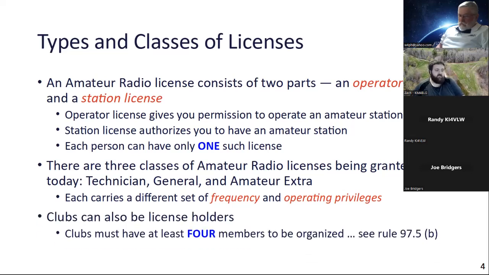Clubs can also be license holders. If you've got a club with at least 4 members, you can get what's called a club call sign. And what that does is it's a call sign that members of the club, as long as they've got their ham license, their operator license, they can operate using the club call sign for different club activities. Maybe it's for a net, maybe it's for a special event, maybe it's for field day, or maybe it's for a contest. But if the club is doing some organized event, they can all use that club call sign, but each person operating has to have an operator license of their own as well.